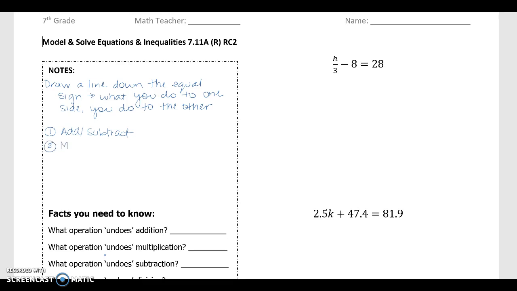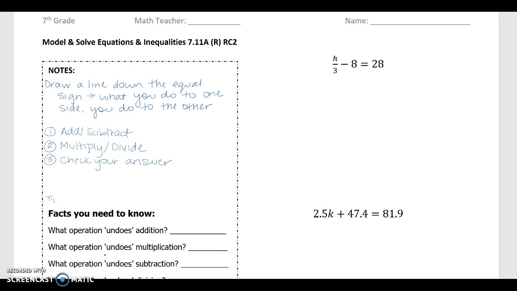Second step is going to be either to multiply or divide. And then third step is going to be plug it in and check your answer, okay?